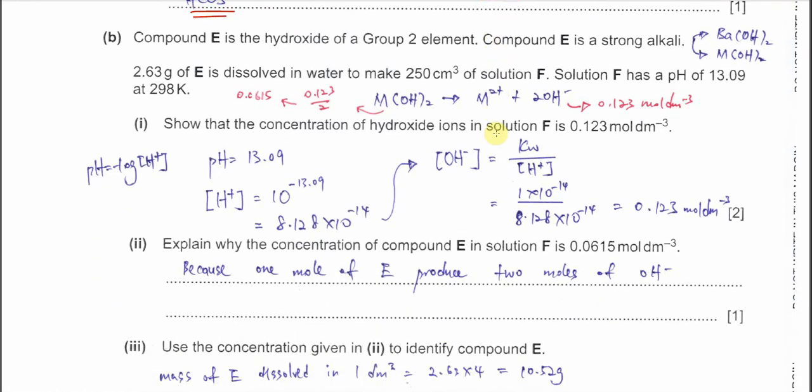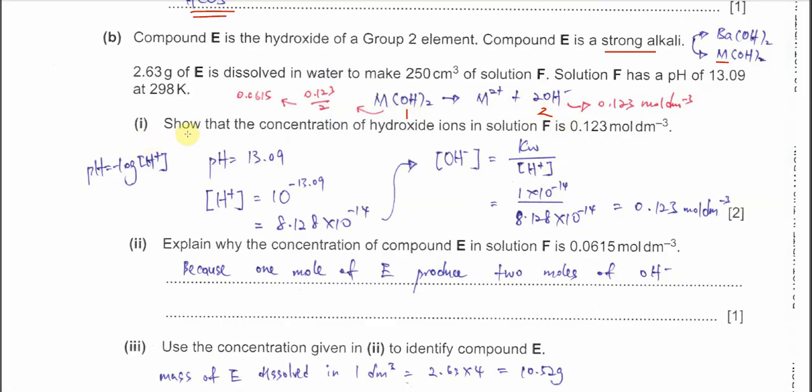Okay, part B. Compound E is the hydroxide of a group 2 element. Compound E is a strong alkaline. Most likely we know that it is barium hydroxide, but we still don't know. We need to find it out later. Let's put M for this part. When this group 2 metal hydroxide dissociates, it will form the group 2 ion and 2 moles of hydroxide. So the mole ratio is 1 to 2. Later we're going to use this mole ratio.